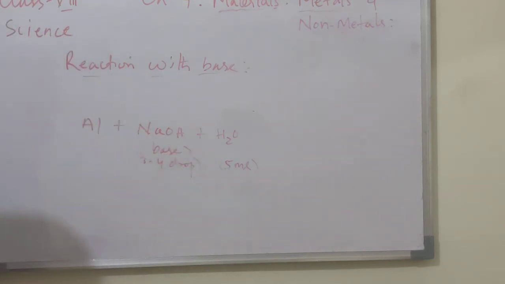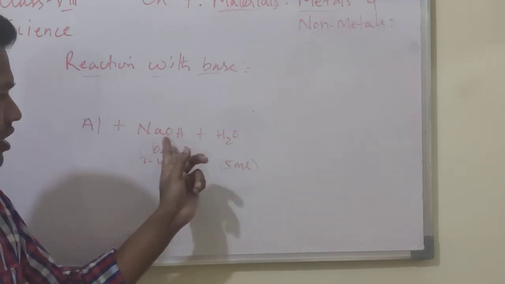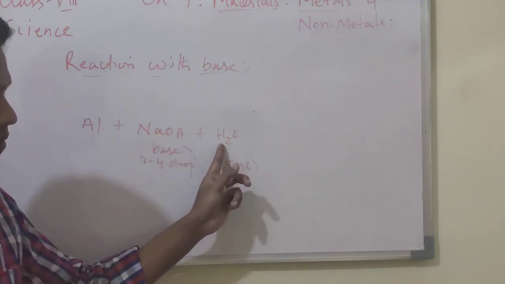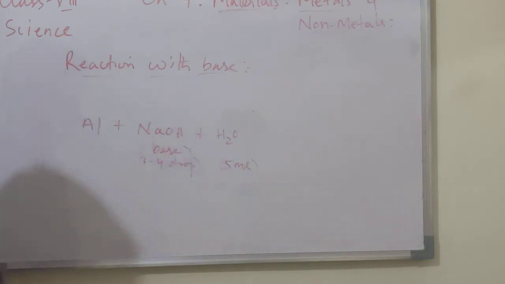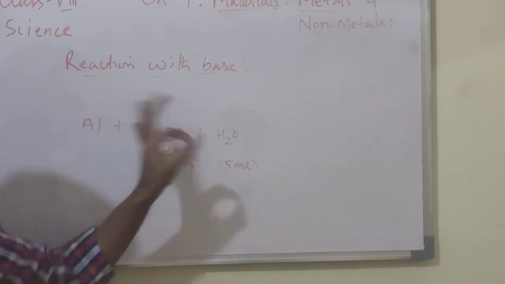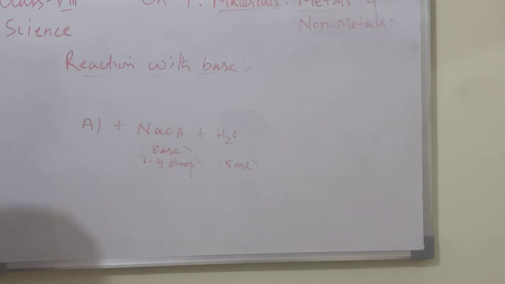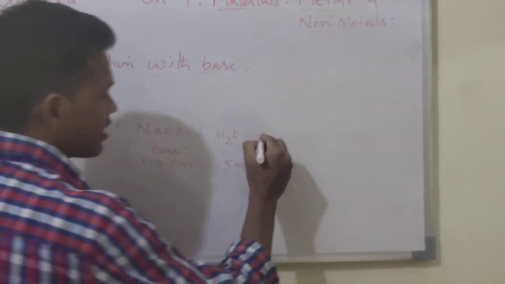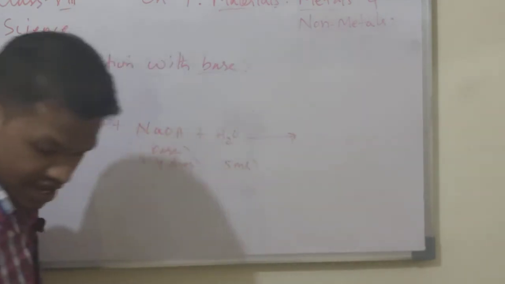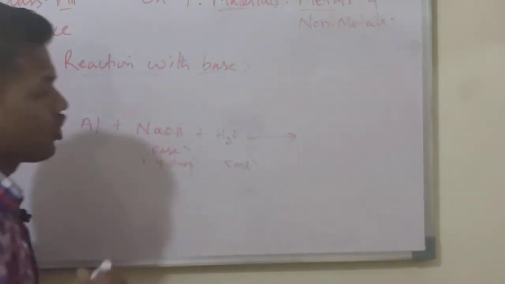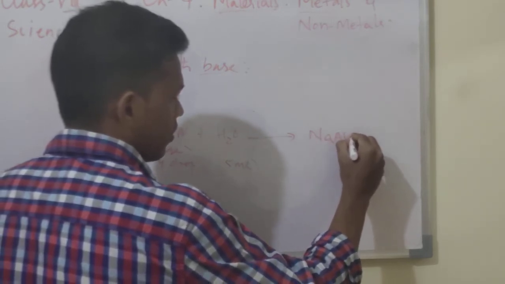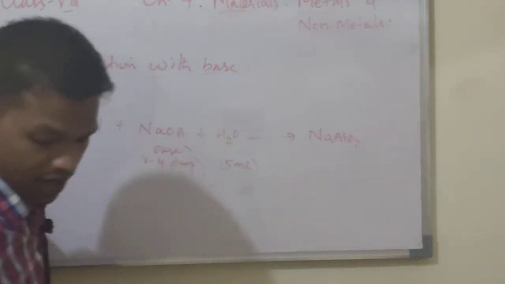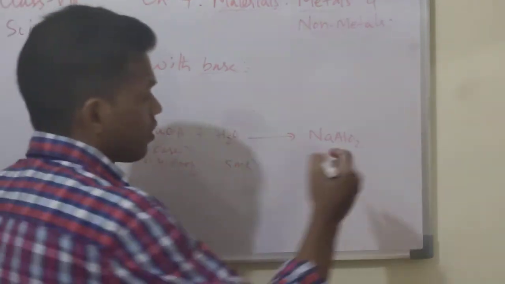The base and the 5 ml of water are added together, and in that, a piece of aluminum is kept inside the solution. What happens in that solution? It will produce hydrogen gas. It reacts and produces sodium aluminate, NaAlO2, and hydrogen gas.